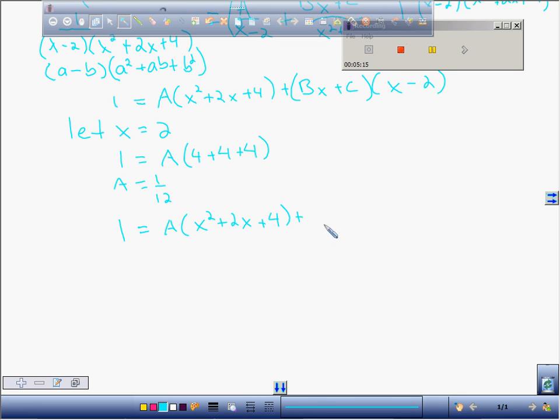and then I'm going to FOIL this, okay? I get bx squared plus cx minus 2bx minus 2c. Why don't you just let x equal 0? Let x equal 0. So then if I let x equal 0, I'll still have 2 variables, right? But you know a.